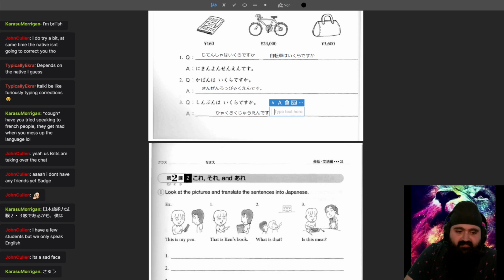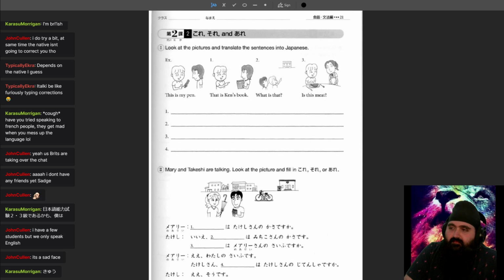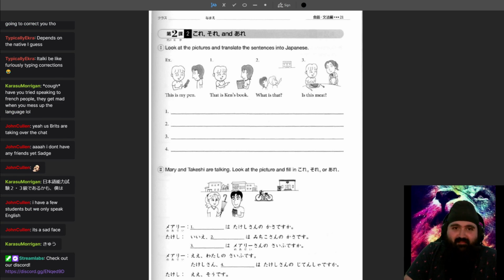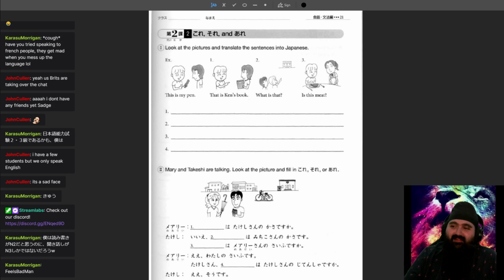160 yen. これそれあれ, the ko-so-a words. This is with the これそれあれ. We'll do ko-so-a-do for location, like ここそこどこ, next as well. But example, this is my pen. I should have kept the message as pen, pineapple, apple, pen, but this is my pen.